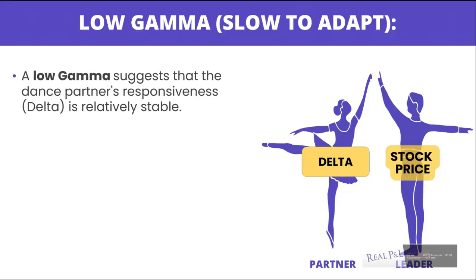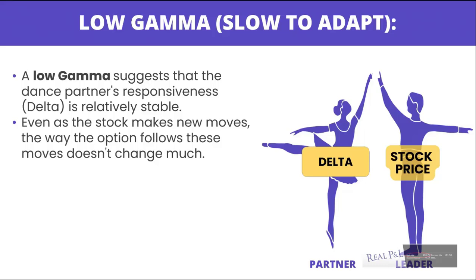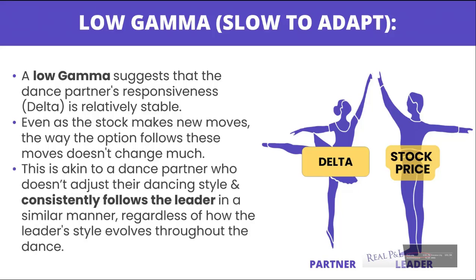Low gamma. This suggests that the dance partner's responsiveness, the delta, is relatively stable. Even as the stock makes new moves, the way the option follows these moves doesn't change much. This is akin to a dance partner who doesn't adjust their dancing style and consistently follows the leader in a similar manner, regardless of how the leader's style evolves throughout the dance.